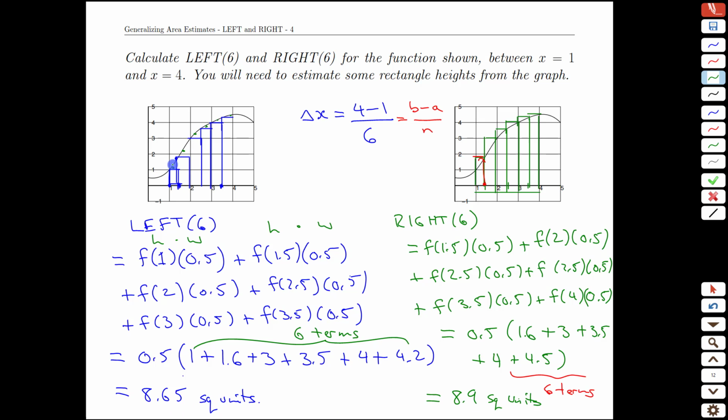And from the shape of the graph, we know it is going to be a number somewhere between those two things, because this is missing some area, whereas the right-hand rule in this case is a little bit of an overestimate. So we've got it down to within 0.15 of the exact area just by using a simple geometric construction of rectangle, rectangle, rectangle, height times width, until we've covered the interval we're interested in.